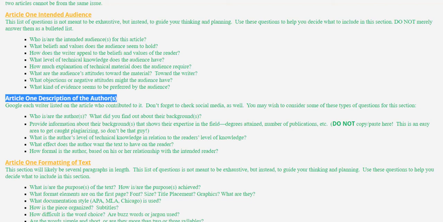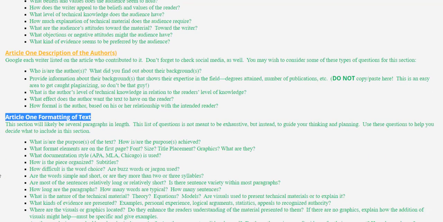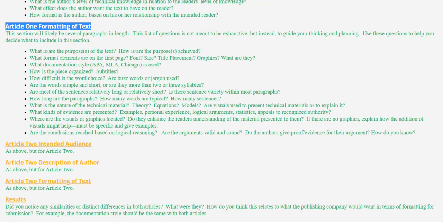The next thing that you're going to look at is the formatting of the text. And this is literally about what it looks like on the page. Is it Times New Roman? If you can't figure out the exact font, is it a serif font or a sans serif font? Is it large print? Is it small print? Does it have very, very large margins? Does it have very tiny margins? Is it in columns?